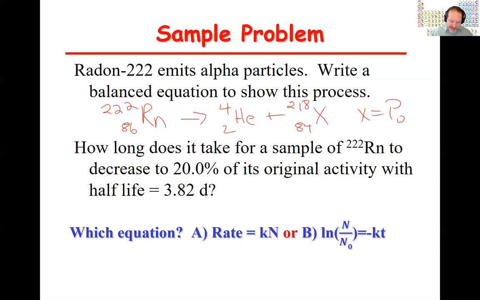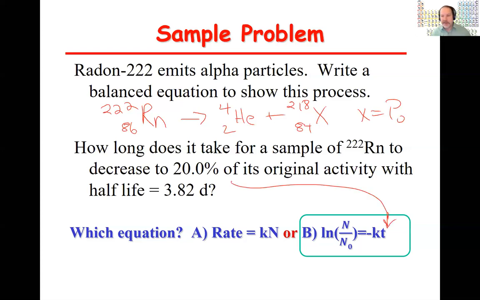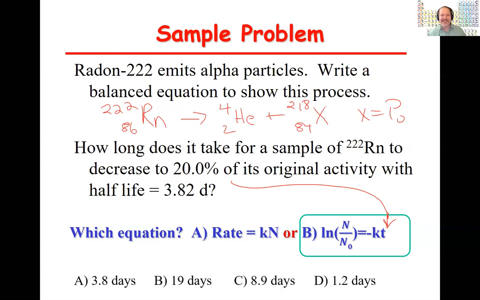All right, so hopefully you've done that, and hopefully you picked B now. Why? Because what are we given in here? How long is the question? That's a time question, which is best answered by the letter T. So how long do you think this might be, approximately? And so you can give a guess here.